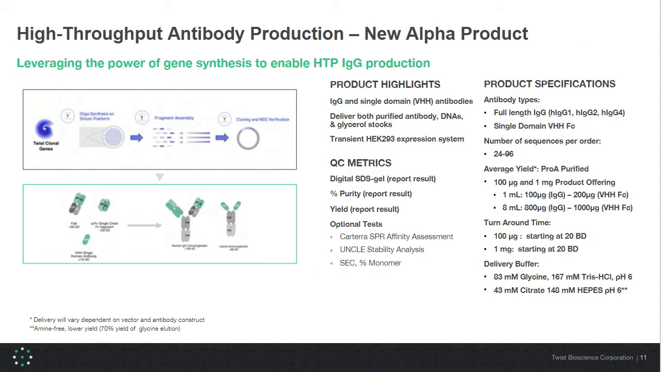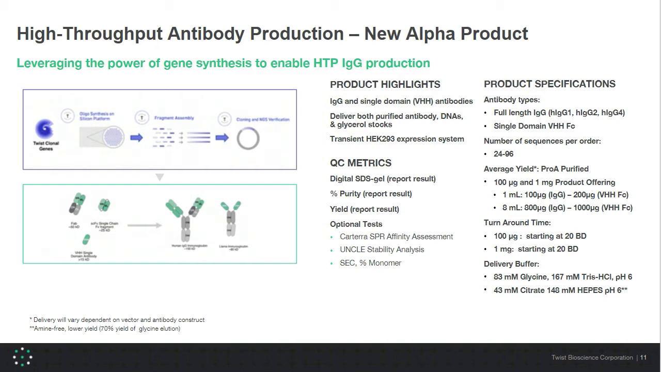So in terms of that new high throughput IgG product, this year for select customers, we're offering the ability to not only synthesize the DNAs that encode for specific antibodies, but also to actually make the antibody itself. So the idea here is that you can make either full-length IgGs of different isotypes that we already have set vectors for, as well as VHH FCs. We will take those DNAs that we, of course, synthesize in our silicon platform that I talked about before. We'll scale up the DNAs.